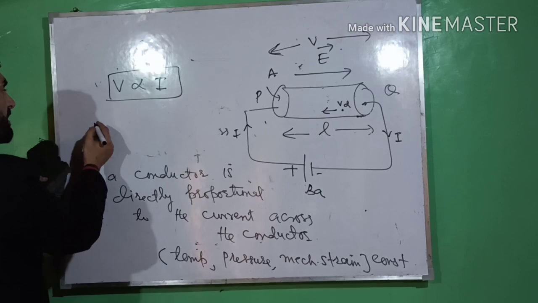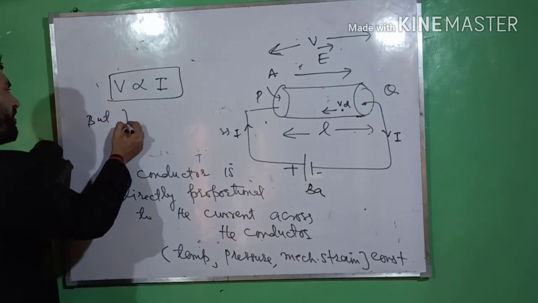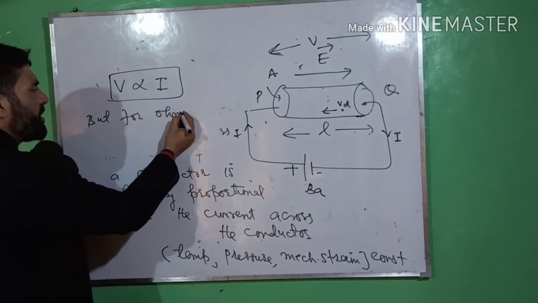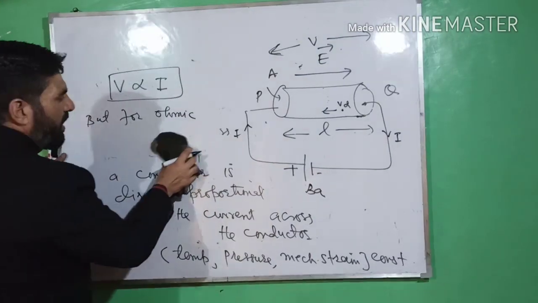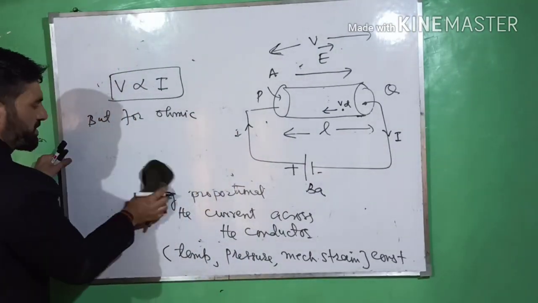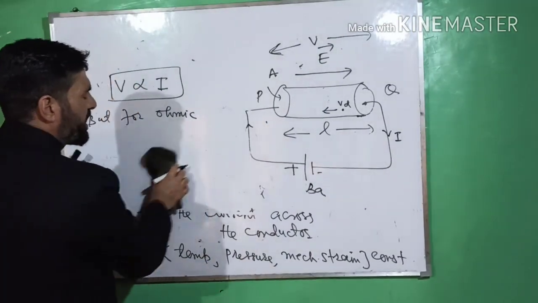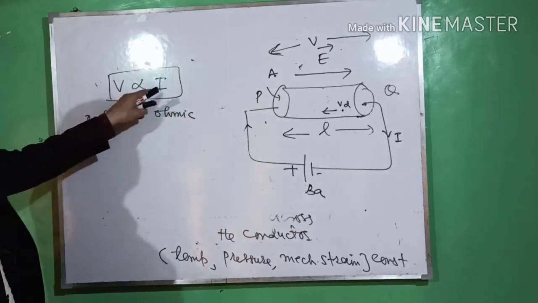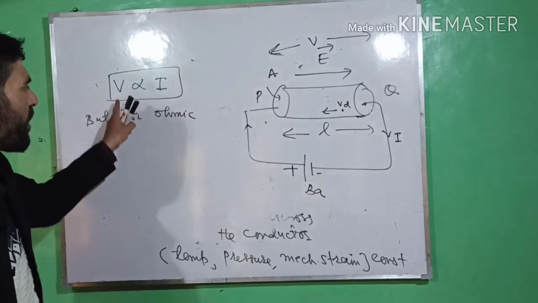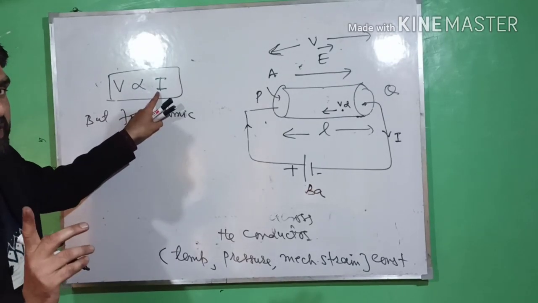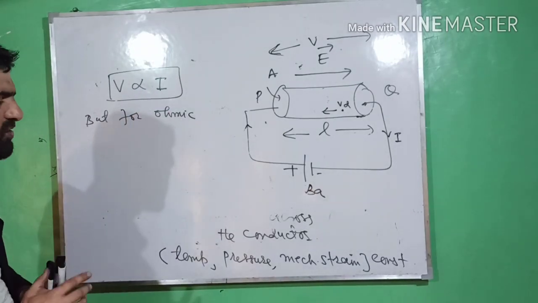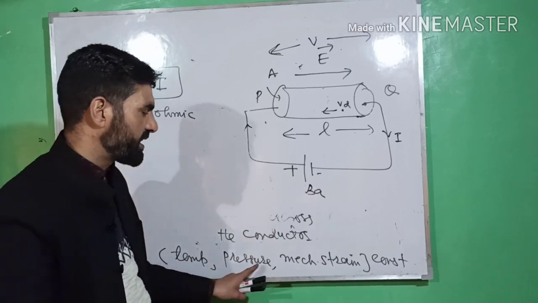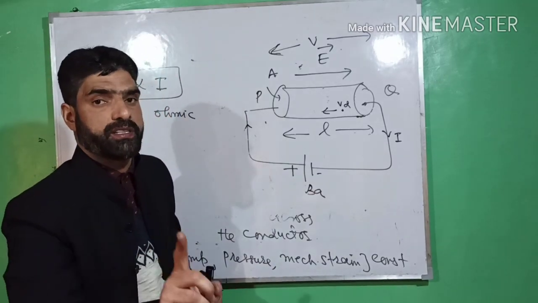But for ohmic conductors, what are ohmic conductors? Those conductors in which resistance remains constant. And this law is applied when the resistance of the conductor remains constant, and that remains constant when temperature, pressure and mechanical strain do not get changed.